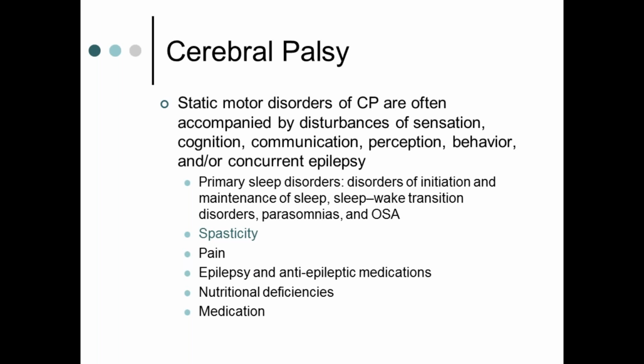They can have primary sleep disturbances, so primary to CP itself with various sleep-wake cycle problems, parasomnias, and obstructive sleep apnea. But the spasticity itself that's inherent in CP, that defines CP often, not always, can cause a lot of difficulties in terms of the movement difficulties in the middle of sleep, the difficulties in turning over if you have more generalized spasticity, the pain that can be associated with spasticity, the effects of epilepsy and the side effects of managing epilepsy in terms of the anti-epileptic medications. They can have nutritional deficiencies that also contribute, iron deficiencies, calcium deficiencies, and other medications that they may be on can also contribute to their sleep difficulties.